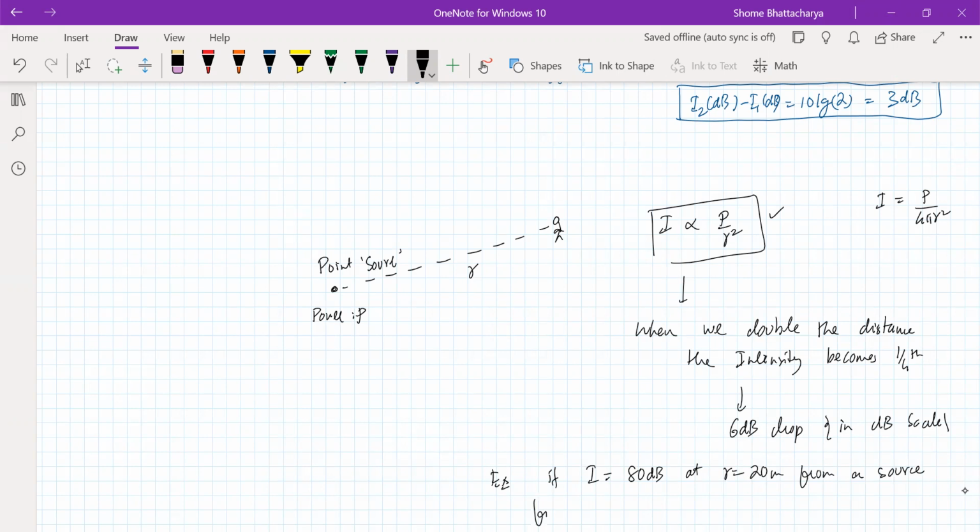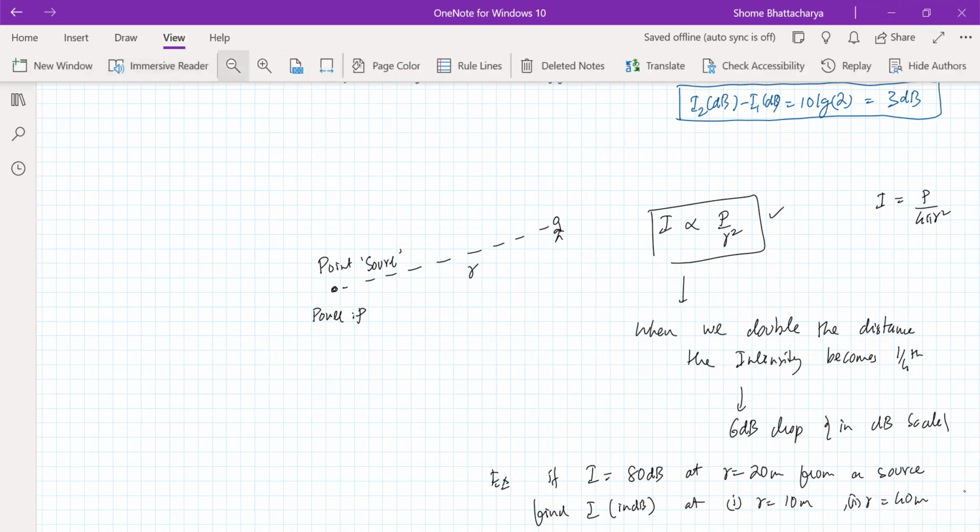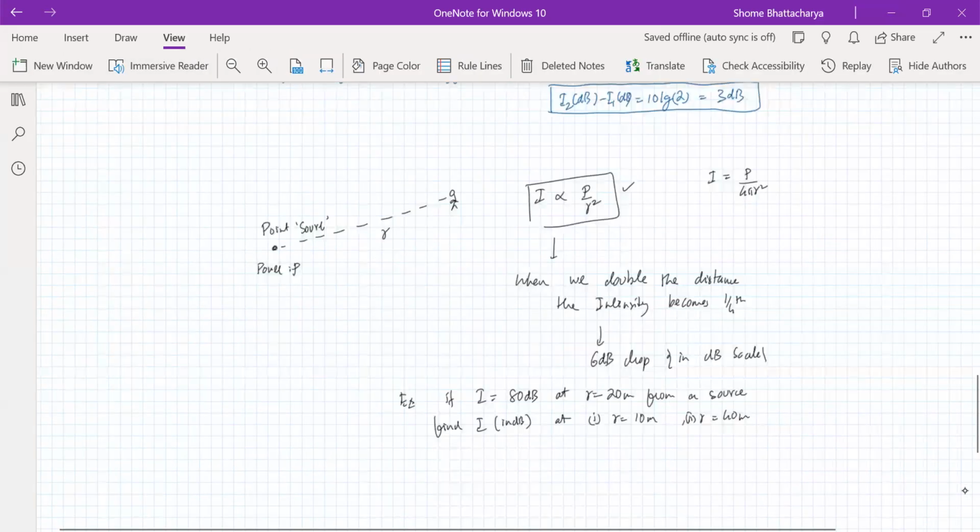Now we want to find the intensity in decibels at R equal to 10 meters and R equal to 40 meters. So you should not have to think twice about this and apply this formula and all this. You should just remember that if I, for example, double the distance, the intensity has become 1/4. So at 40 meters, the intensity will be whatever it was in decibels at 20 meters minus 6 dB.